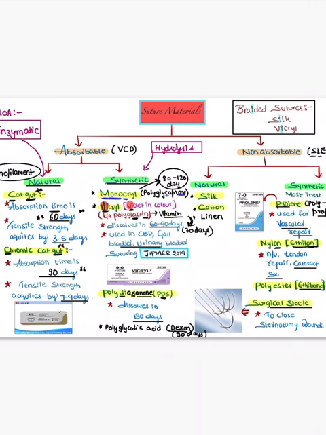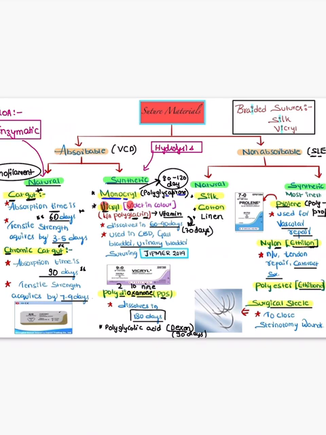Then polydioxanone, that is PDS. So how I have remembered it, guys, that is polydioxanone. Non is 9 for me, di means 2, x means 10, 9 into 2 is 18, into 10 is 180, that is, it dissolves in 180 days.